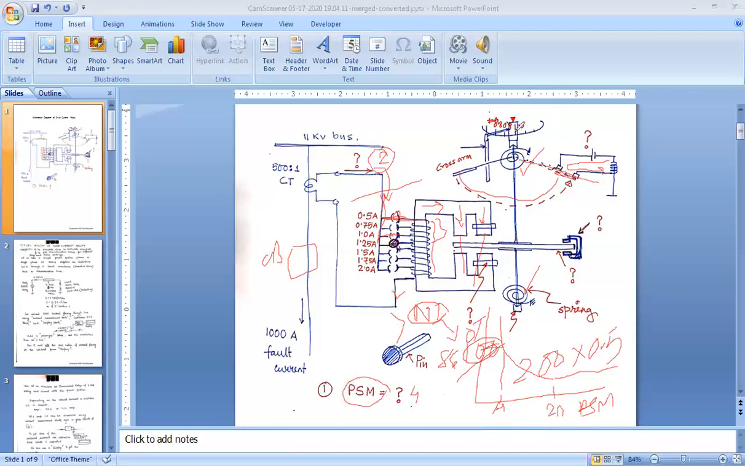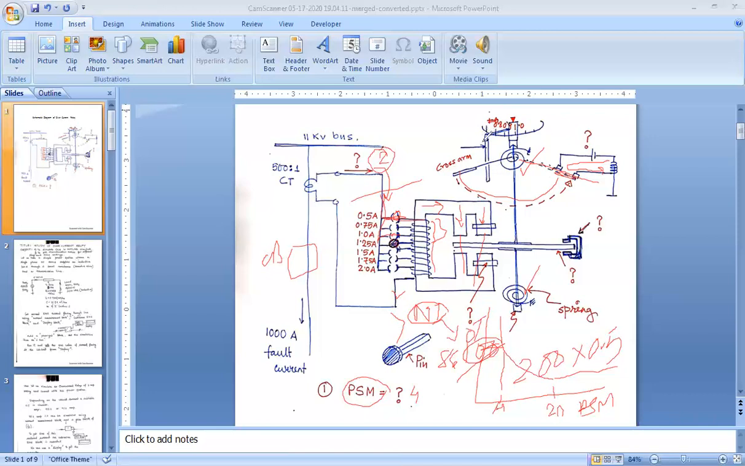Now how can it be varied? So basically, if I want the time taken by the relay to be 4 seconds instead of 8 for 4 PSM, so what can I do? We can advance this arm to half of the distance. So how can it be done?